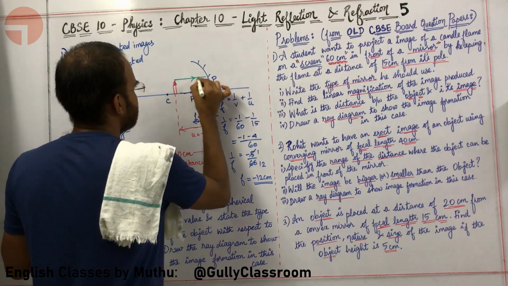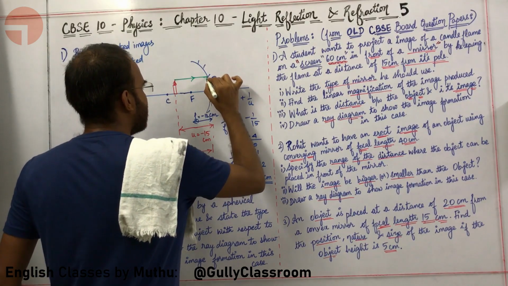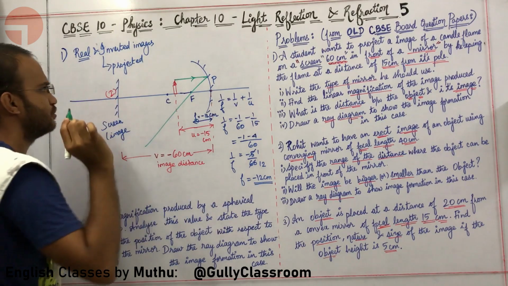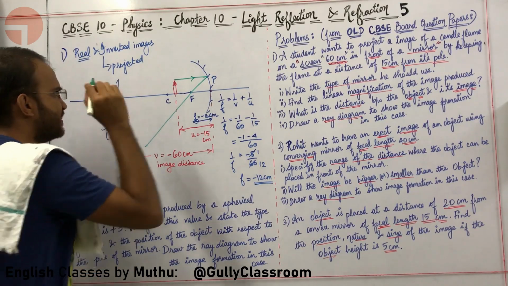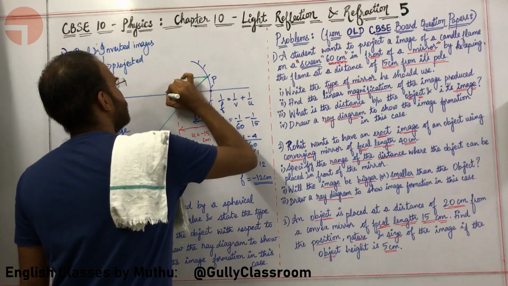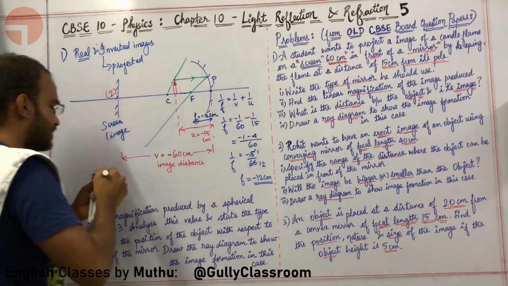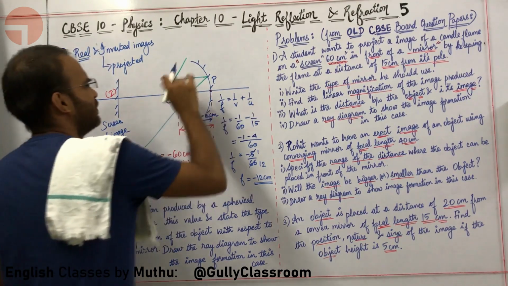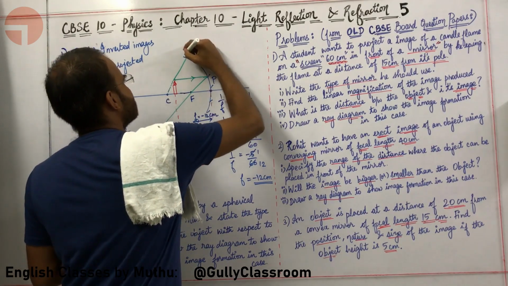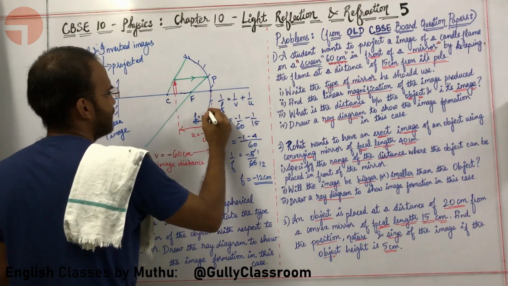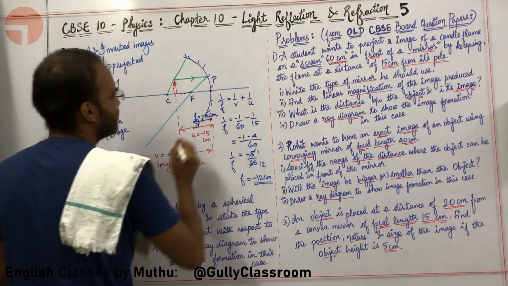This is my first parallel light ray. This parallel light ray is immediately passing through F. What next, sir? The next light ray I am going to put from C, and it is going like this. Sir, the light ray is going beyond the mirror. It's not really an issue. Always learn to extend the mirror.